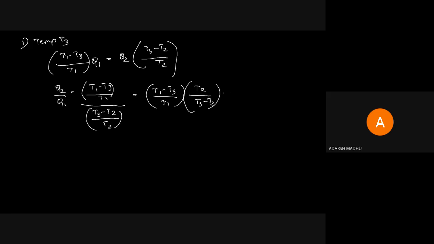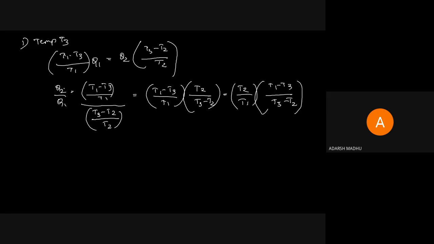So we can also write this equation as T2 by T1. All equations are in multiplication form. So we can also write the equation as T1 and T2, and the other T1 minus T3 divided by T3 minus T2. The equation is Q2 by Q1 equal to T2 by T1 into T1 minus T3 by T3 minus T2.